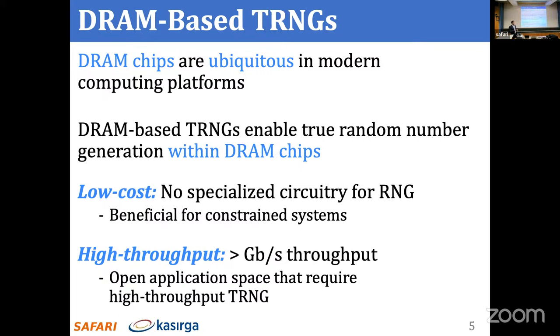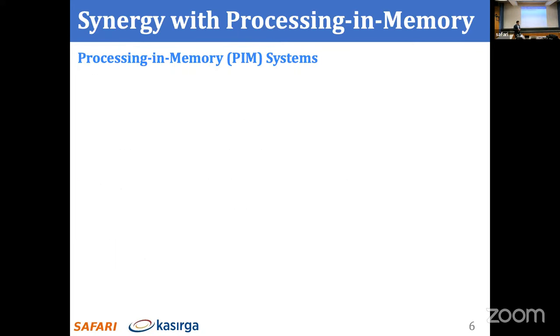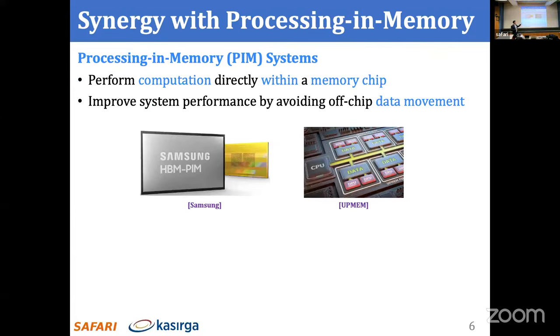It can produce random numbers at high throughputs and will open application space that requires high throughput true random number generation in those constrained systems. They're also very synergistic with PIM systems. You're already aware of them.